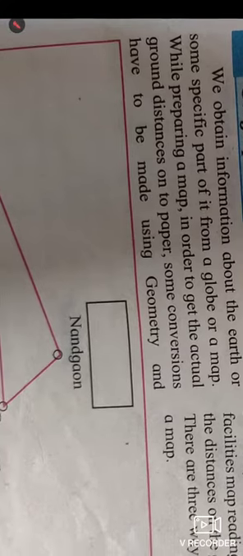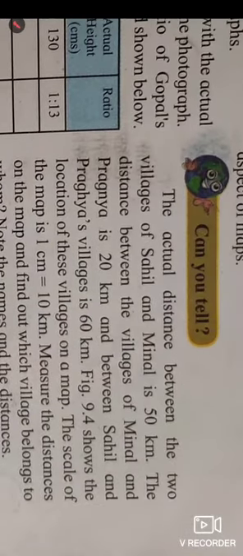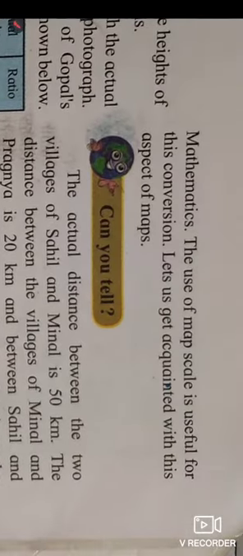We obtain information about the earth or some specific part of it from a globe or a map. While preparing the map, in order to get the actual ground distance onto paper, some conversions have to be made using geometry, the actual mathematics. The use of map scale is useful for this conversion. Let us get acquainted with this aspect of maps.